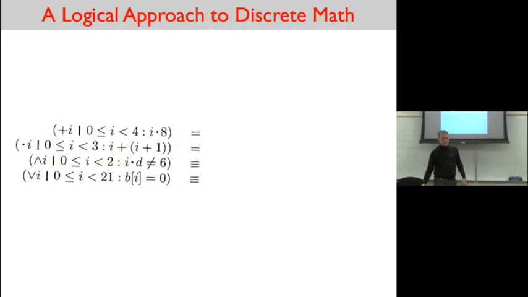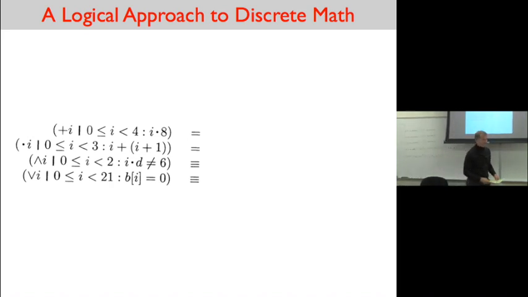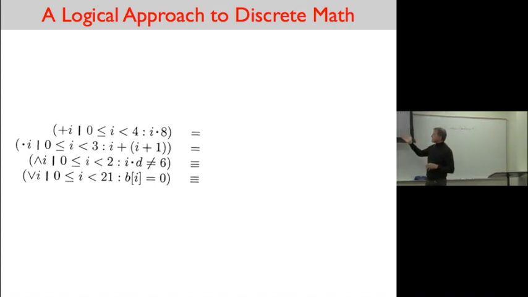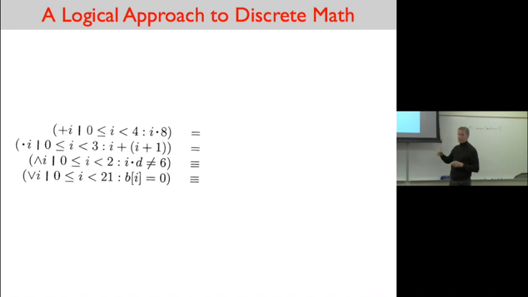All right. Okay, Rochelle, it's your turn. What do you think? Plus I, 0 less than or equal to I less than 4, colon, I times 8. So if you were to write that out, what would it be? 0 times 8. Well, wait. What's in between? 0 times 8, plus 1 times 8, plus 2 times 8. Okay, good. All right, is everybody good with that one?